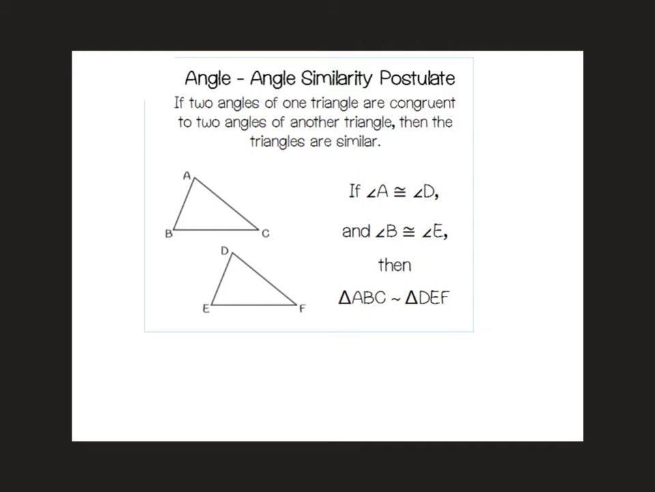And basically, if 2 angles of one triangle are congruent to 2 angles of another triangle, you don't have to do any additional work. We just know that the triangles would be similar. So, for example, if angle A and D were congruent and B and E were congruent, that's enough information for us to just say that triangle ABC is similar to triangle DEF. You don't have to check the sides or anything else. That's literally all you have to do.